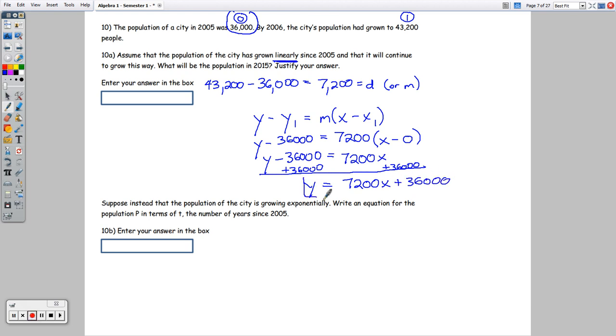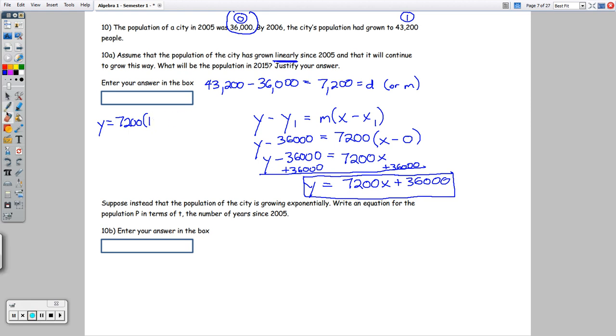So this is saying y, the population, would be 7,200 times the number of years after 2005, and then that plus 36,000. So what's the population in 2015? I guess I could have circled this instead of boxed that. So I'm going to plug in now 15 for the x value. So this would be y equals 7,200 times 15 plus 36,000.